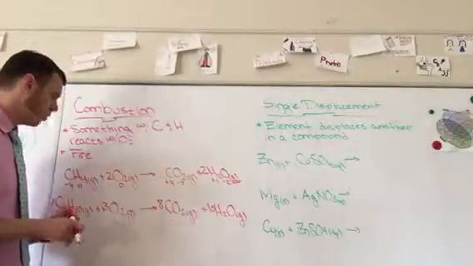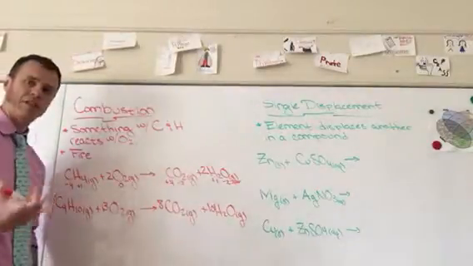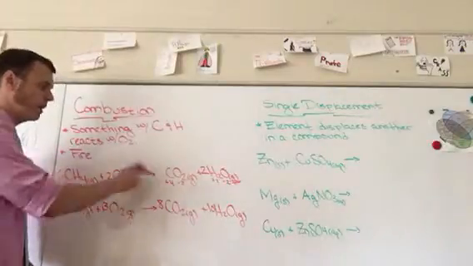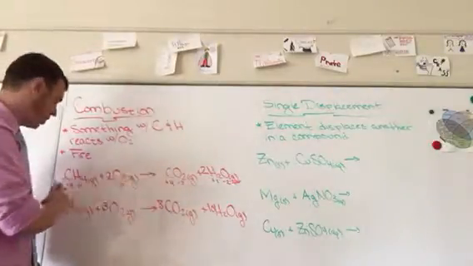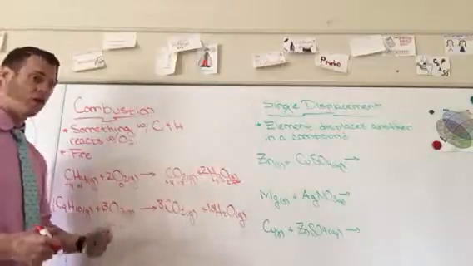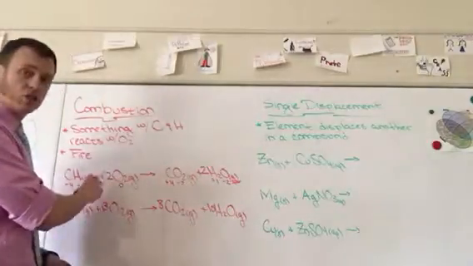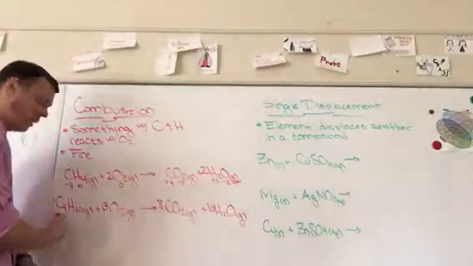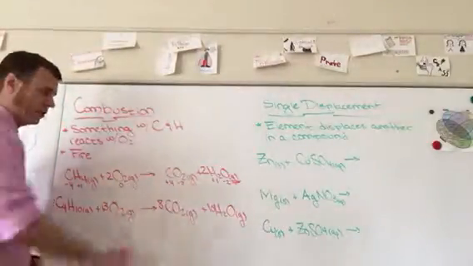So if we look at what's going on here, we can see that nothing's happened to the hydrogen, which is fine. But the carbon has been oxidized. It's gone from -4 to +4, so it's lost electrons. And the oxygen's gone from 0 to -2. It has been reduced. Now if we jump down here, we have butane reacting with oxygen.